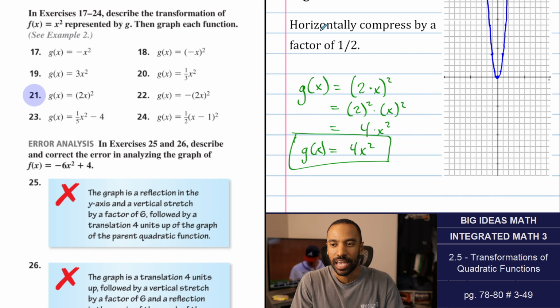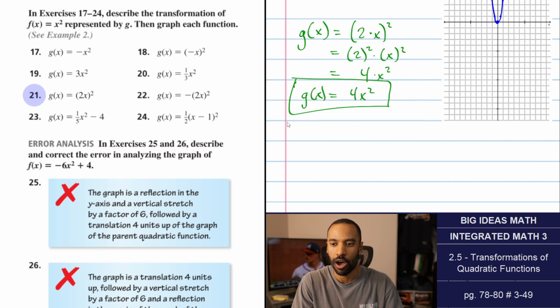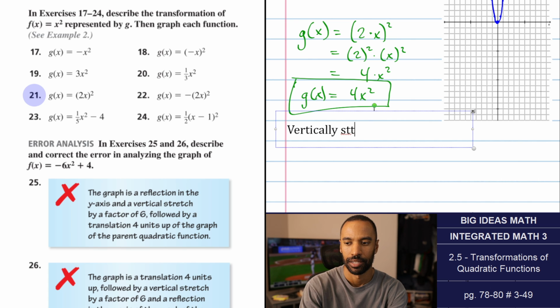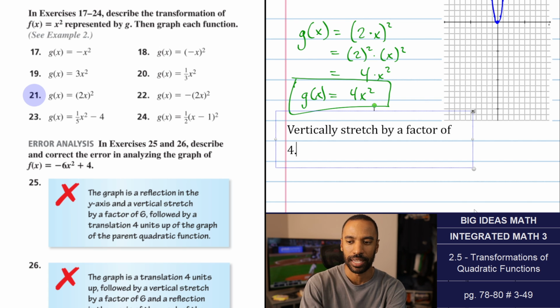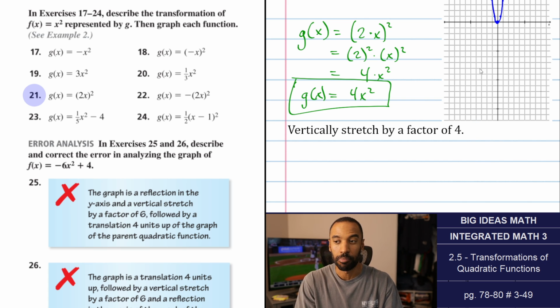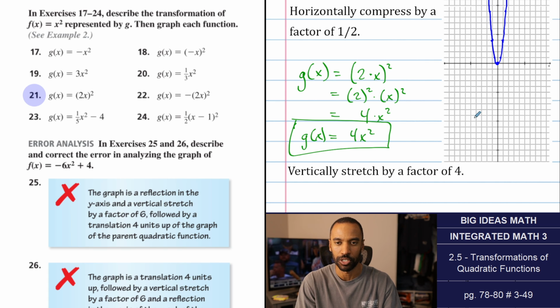That means instead of describing this as horizontally compressing by a factor of 1/2, you could have also described this as vertically stretching by a factor of 4. And you would get the same graph, which is the cool part. You might not be getting as many points this way as you would have here because you got some half points on these ones.